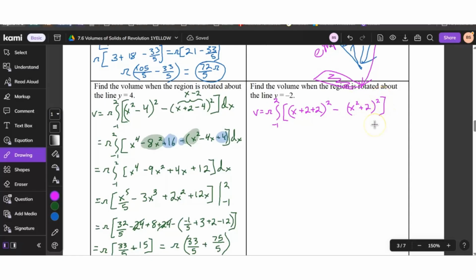Minus negative 2. The question there, guys, was just that this was, shouldn't it be minus 2? And it is, except that it's minus negative 2.